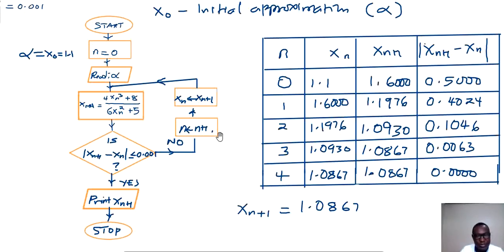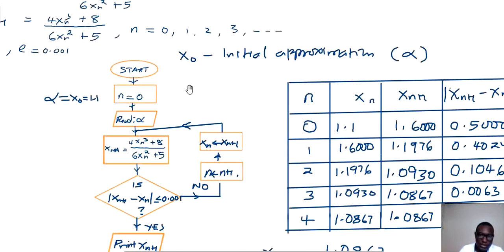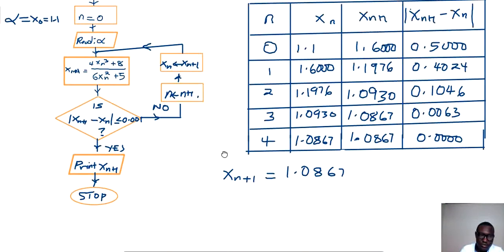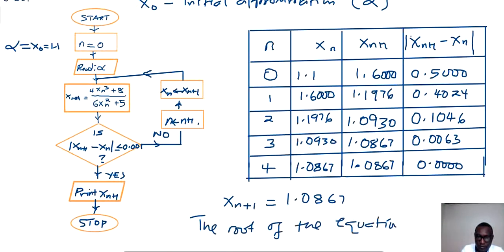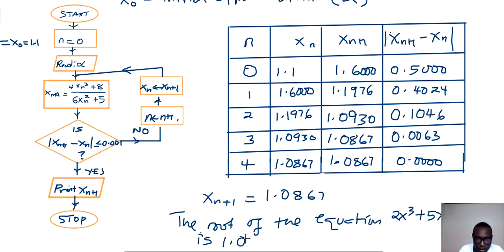But let's check on what the question required of us. The question required us to find the root of the equation. So now we are going to make a conclusion about the root of the equation. So the root of the equation 2x^3 plus 5x minus 8 equal to 0 is, we go to our printout and write this to 3 decimal places, 1.087. Round this to 3 decimal places.